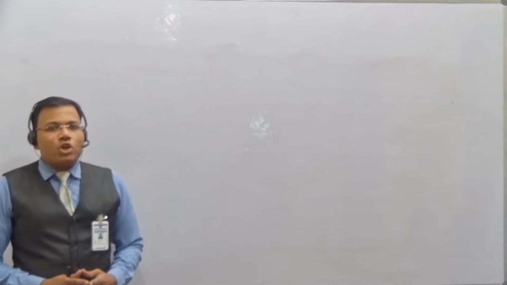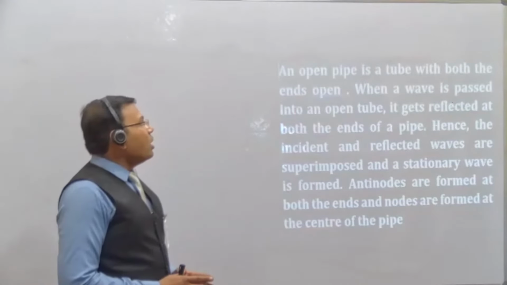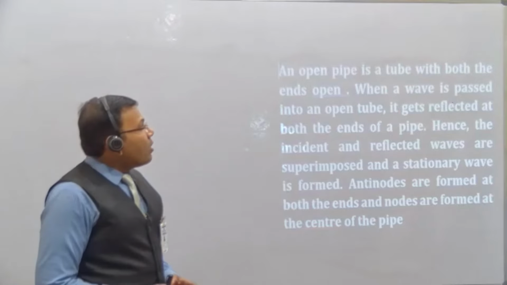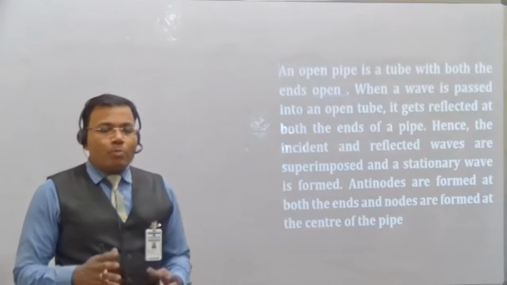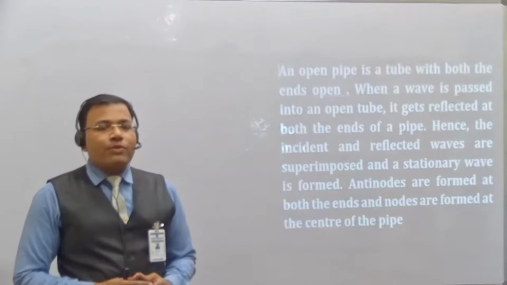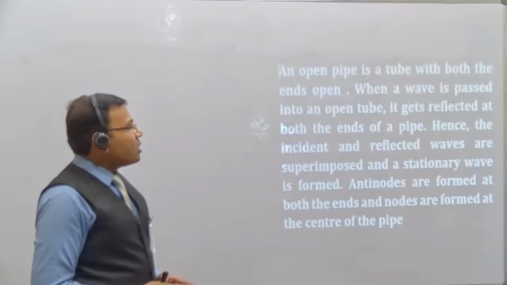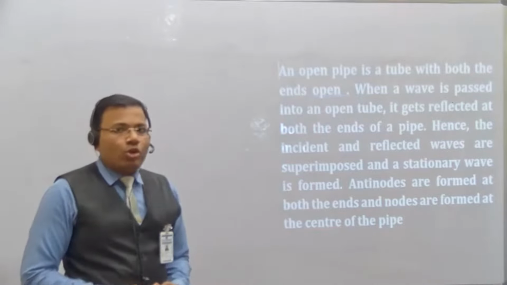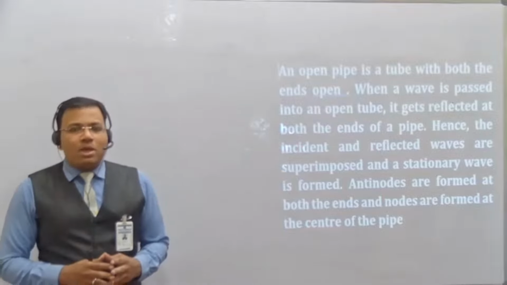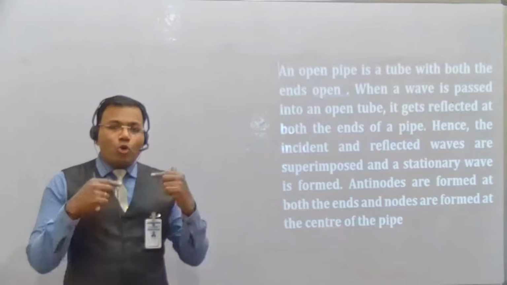Students, we have seen what stationary waves, harmonics and overtones are. And now we are going to discuss how these stationary waves get formed in an open pipe. Before that, you should know what an open pipe is. Let us see the definition on the board. An open pipe is a tube with both ends open. When a wave is passed into a tube, it gets reflected at both the ends. Whenever waves are passed, the reflection will take place at both the open ends of the tube.